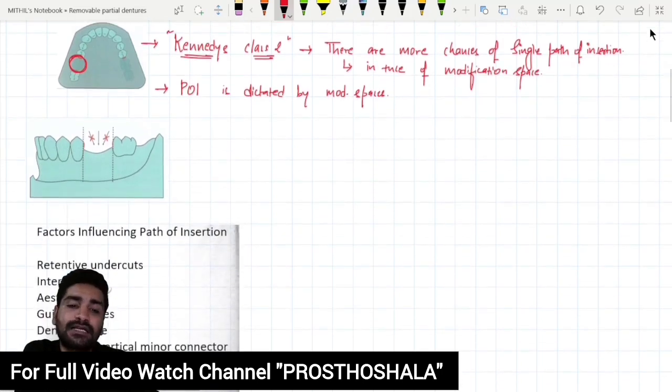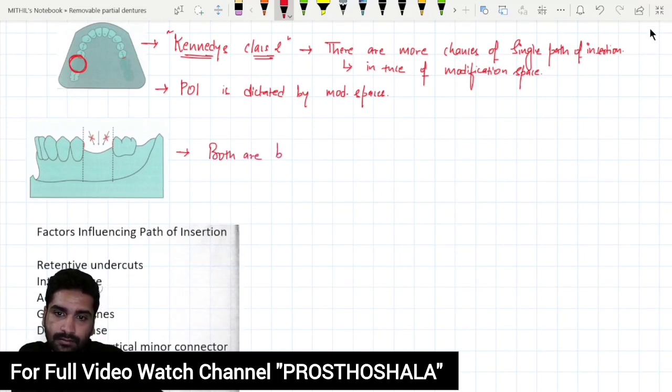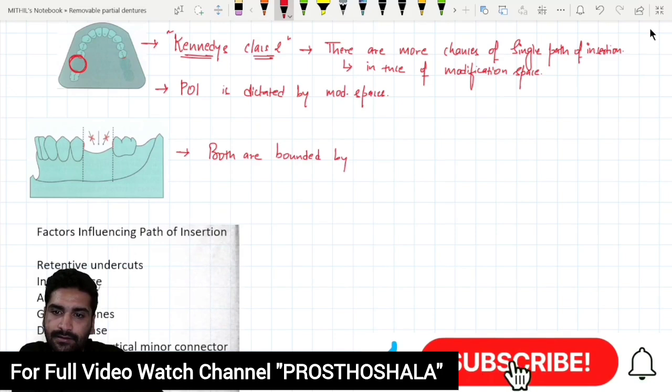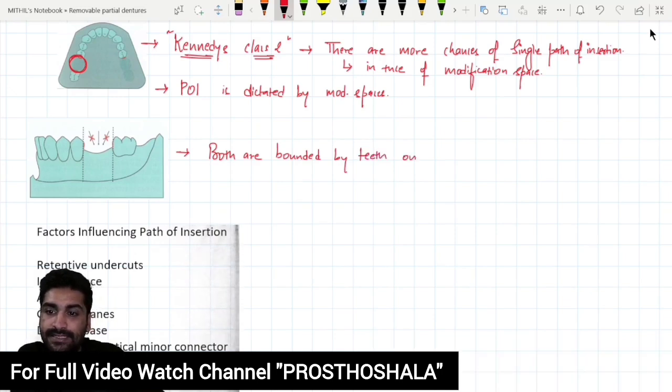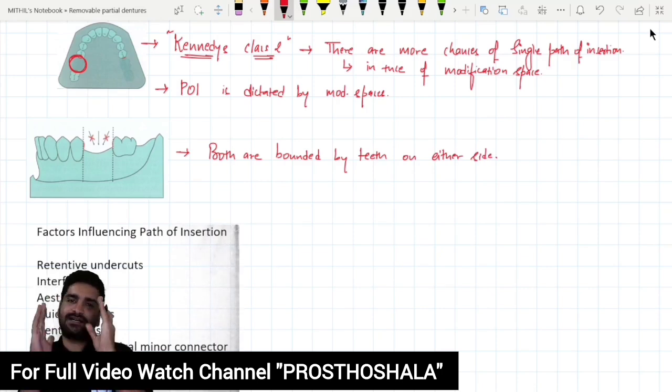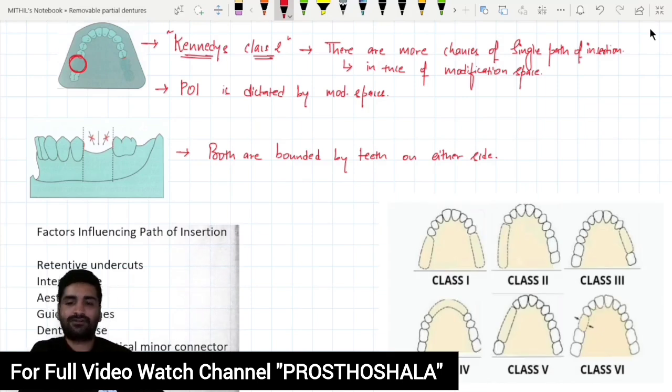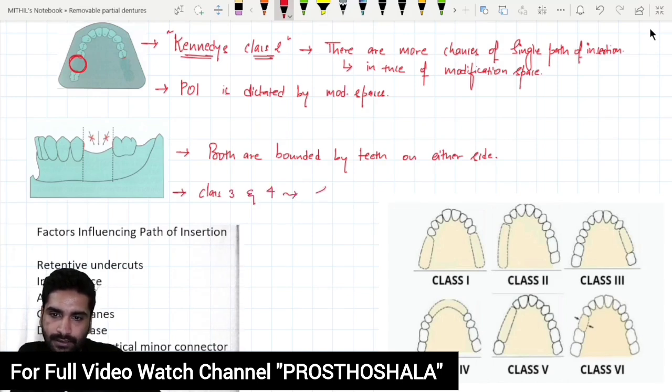Now similarly, if you see class 3 situation or class 4 situation, right? Class 3 or class 4 situation, both are bounded by teeth on either side, okay? So when you have teeth on both the sides, you can make that surface, the proximal surface of the teeth, parallel and restrict your RPD to a single path of insertion and removal. So class 3 and 4 will have a single path of insertion, okay?